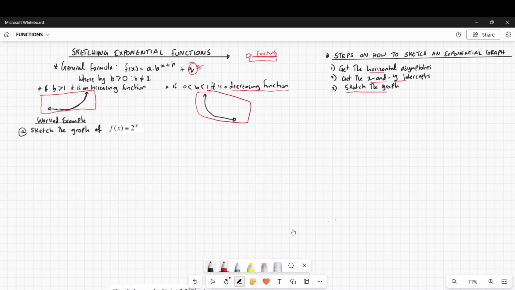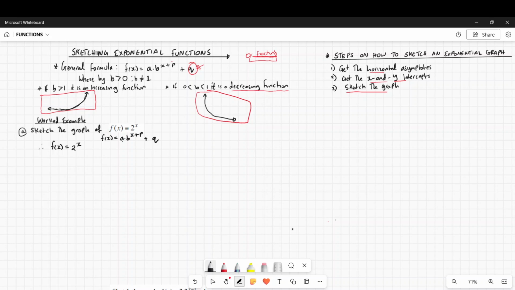As you can see in this question here, it says sketch the graph of f of x is equal to 2 to the power of x. Now let's analyze everything over here. So I'm going to bring it down here. Therefore f of x is equal to 2 to the power of x. Now let's have a look. We know the general formula is f of x is equal to a times b to the power of x plus p plus q. A in this scenario is 1, the outer coefficient here. It's not 0, it's 1.